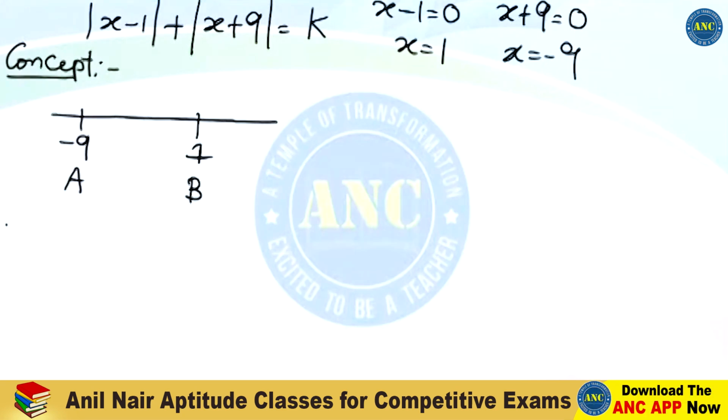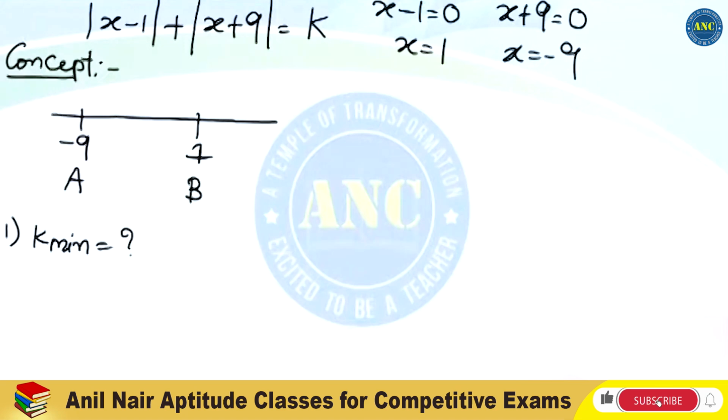Now, the first question: find the minimum value of k. There are two people at different points, minus 9 and 1. Think logically. If A and B travel to the right of B, it will result in more distance. A will go all the way to B, and both are moving in the same direction. Similarly on the left of A. So A meeting B and traveling, or B meeting A and traveling, will not give a minimum value.